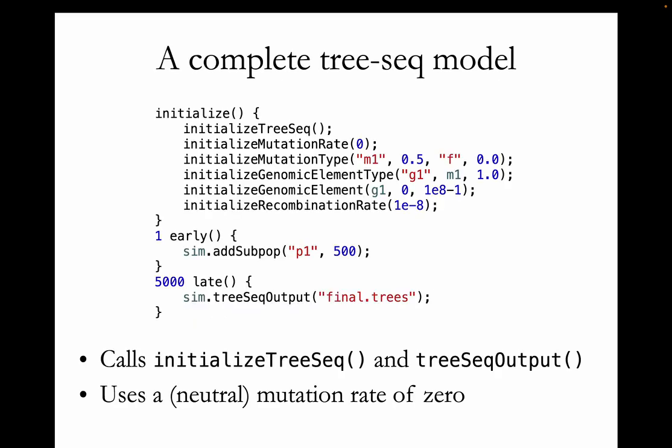This is a simple but complete SLiM model using tree sequence recording. We turn it on at the start with a call to initializeTreeSeq, and at the end we write out a recorded tree sequence with treeSeqOutput. SLiM does everything else for us. The only other thing to note here is that we use a neutral mutation rate of 0. We don't need to forward simulate neutral mutations anymore, for reasons that will become clear. If the model had non-neutral mutations, we would still need to simulate those.